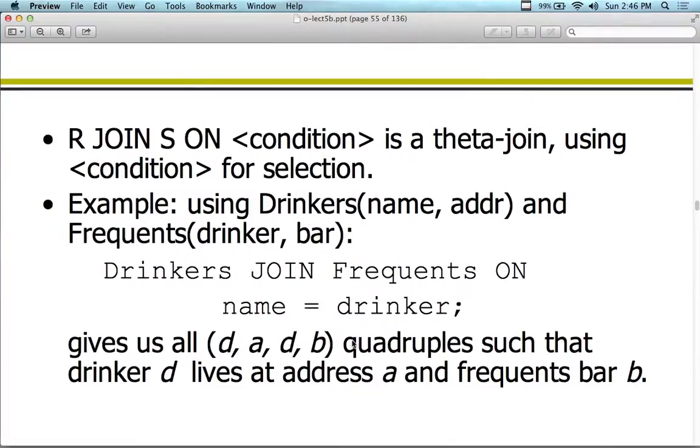Example here, using drinker's name and address and frequents drinker and bar. We can still do the join even though we're not joining keys. We can join any attribute we want on any other attribute that we want with any condition that we want. So it doesn't have to be an equals. It could be less than, greater than. Any type of combination that we want is going to give us anything that we want in terms of the join. It is very flexible. It gives us all D, A, D, B quadruplets, such that the drinker D lives at address A and frequents bar B, if we're going to do drinkers and frequents join.